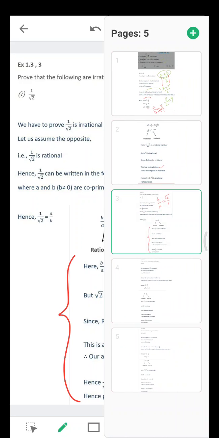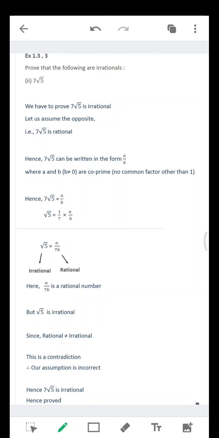Okay, next, here again we have another question, 7 root 5. For 7 root 5, again we suppose the opposite one, assume it as a rational number, so this can be written in the form of a by b again. So 7 root 5 is equal to a by b. If I take this 7 to the denominator, we get root 5 is equal to a by 7b. Again root 5 is on the left and a by 7b on the right.